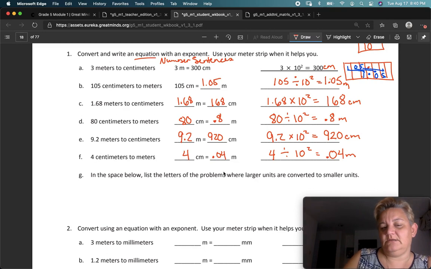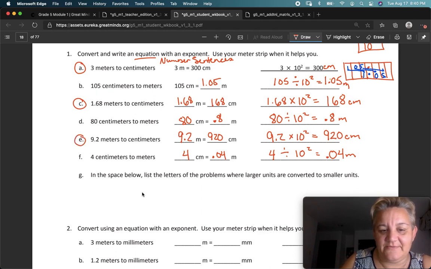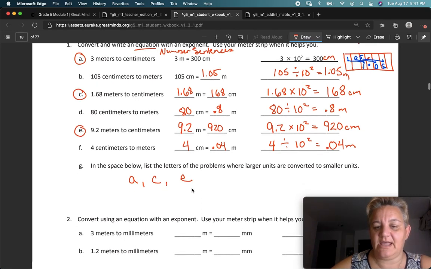Okay. In the space listed below, list the letters of the problems where larger units were converted to smaller units. Meters is a larger unit, so we converted larger units to smaller units when we went from meters to centimeters. So let's find A, C, and E. All convert meters to centimeters, okay?